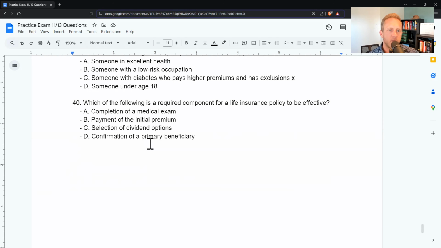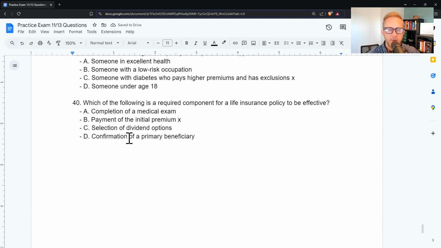And then the last one here, which of the following is a required component for a life insurance policy to be effective? Completion of a medical exam. Not every life insurance policy needs a medical exam. Not every life insurance policy needs an initial premium. Every life insurance policy does need an initial premium. That's the right answer. You don't always have to select your dividend options right away.